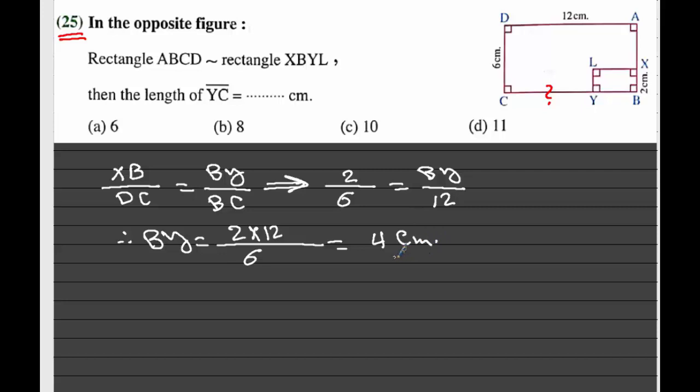So now we know that BY equals 4 centimeters and the length of BC equals 12. So CY equals 12 minus 4, which equals 8 centimeters, and we choose letter C.